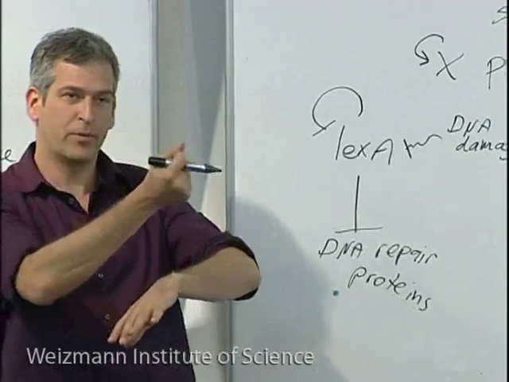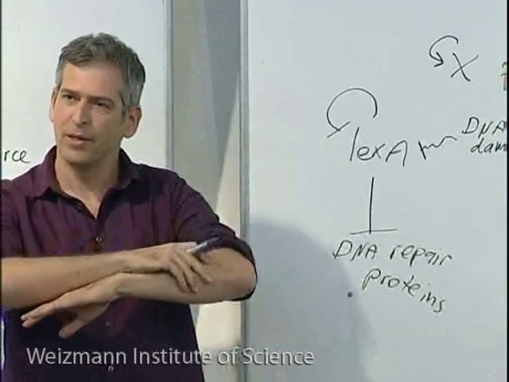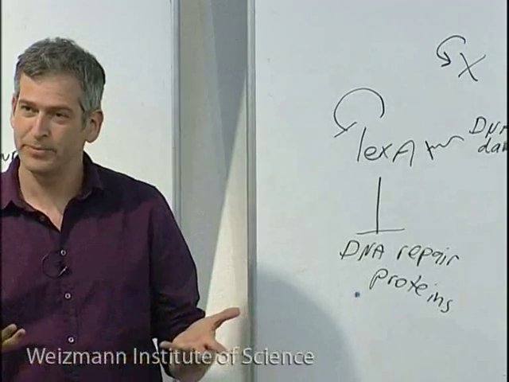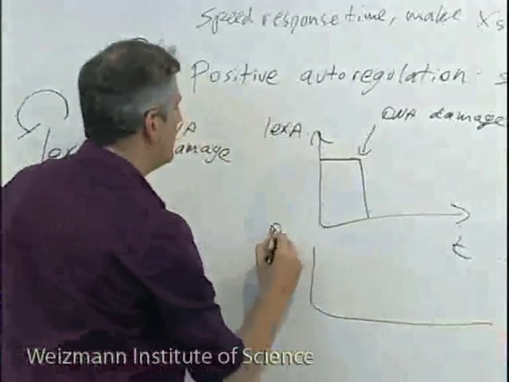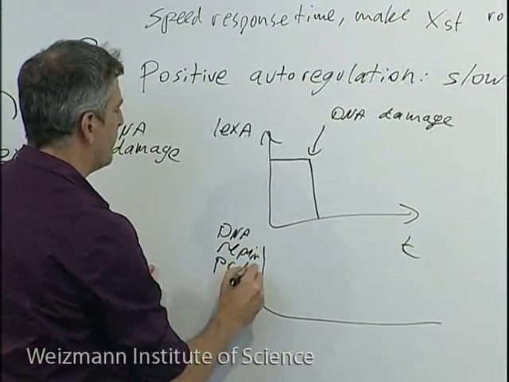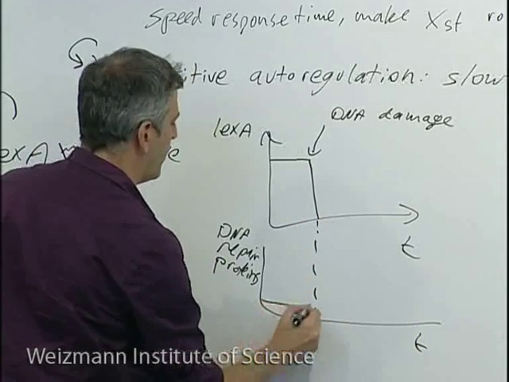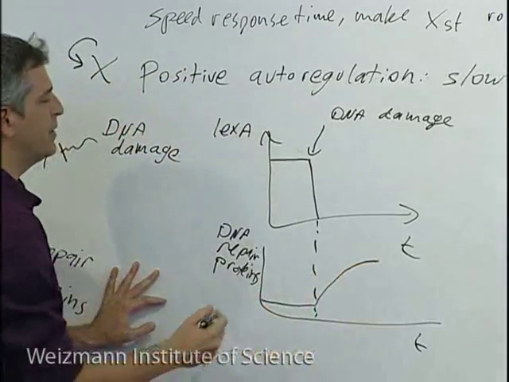It's no longer present. So its repressive action is no longer present. And therefore, they get expressed. And DNA is repaired. That's the way it works. So the DNA repair proteins, as a function of time, start being made. And they repair the DNA.